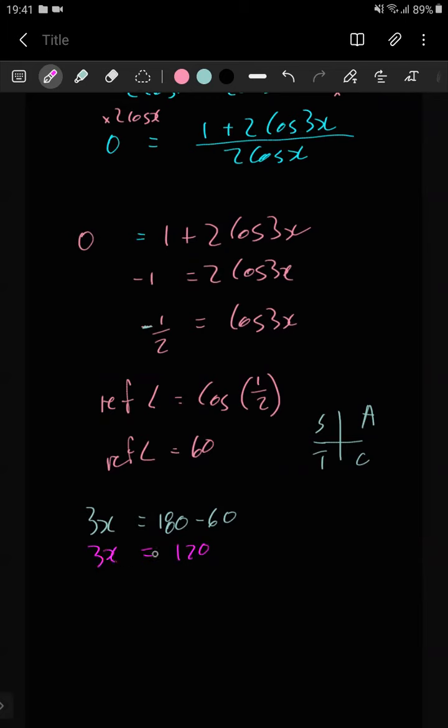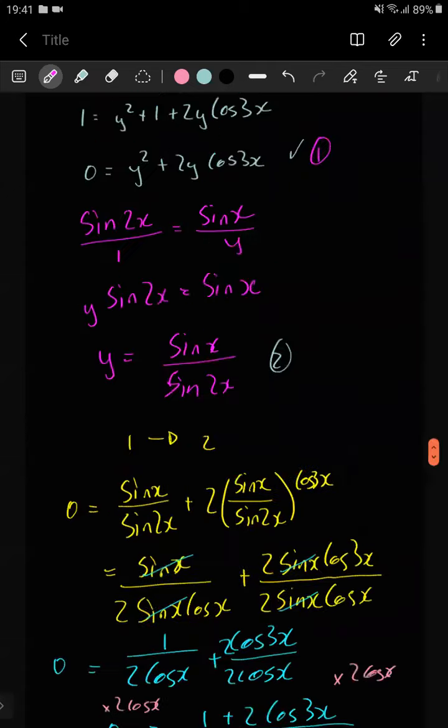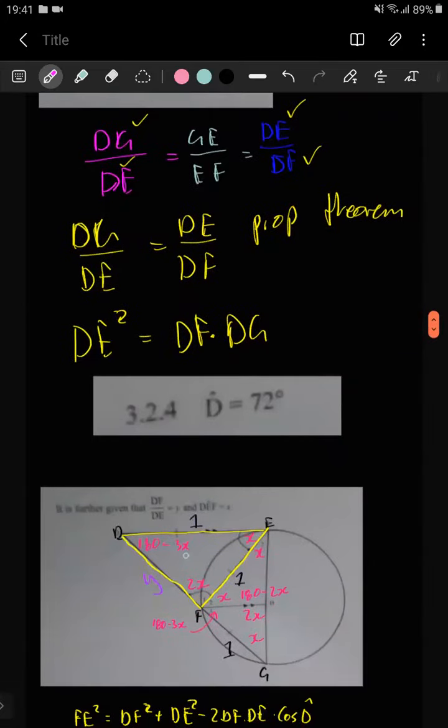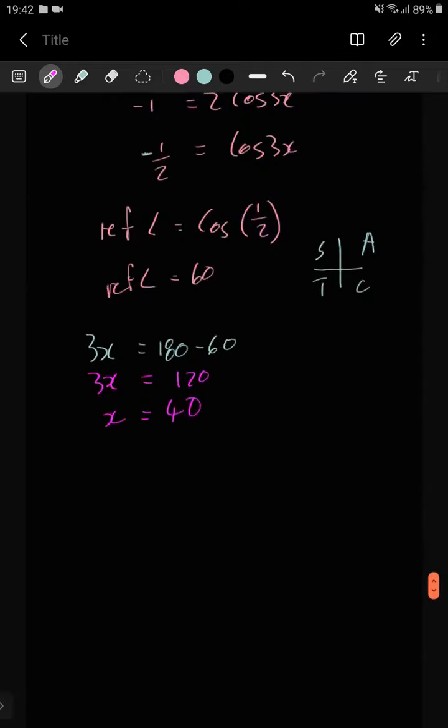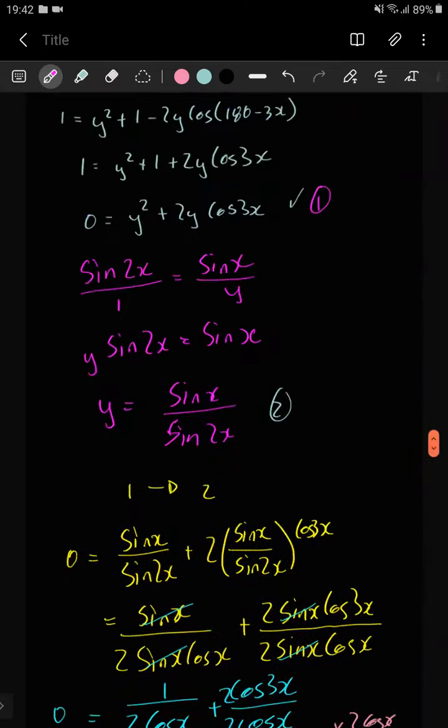This is 3x, divide both sides by 3. What do we get? We get like 40. But where is the 72 going to come from now? That's the scary thing here. Because now look, we're getting a 40 over there. 180 minus 3 times 40. You see now, this is wrong. 3 times 40 is 120. 180 minus 120, that's like 60.